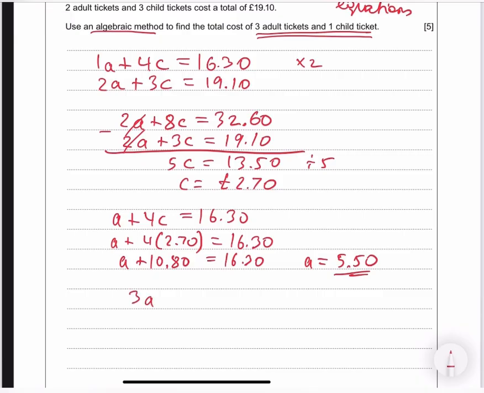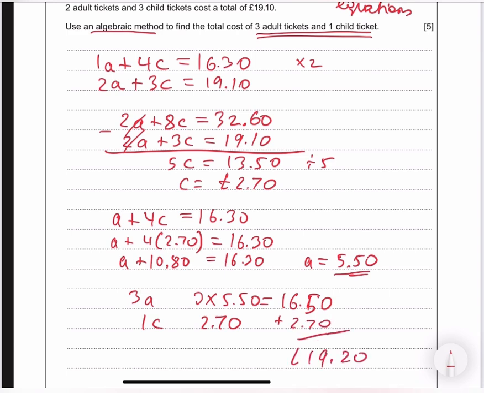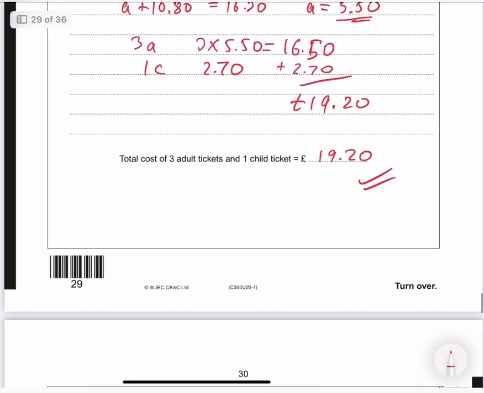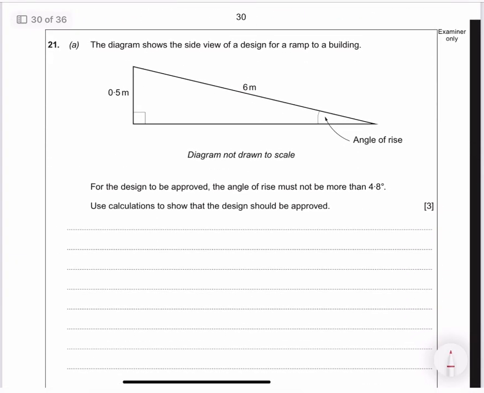So 3 adult tickets will cost 3 times £5.50, which is £16.50, and one child ticket costs £2.70. Add these two numbers together on a calculator and you will get £19.20. That is the total cost for 3 adults and 1 child.